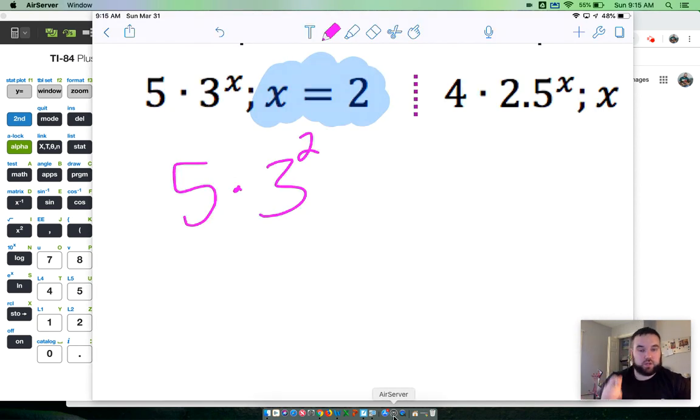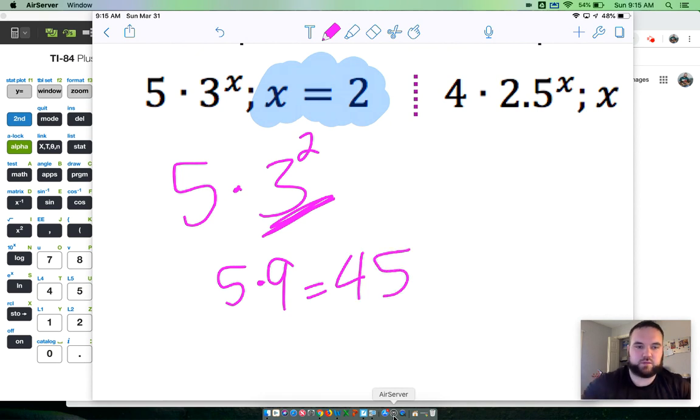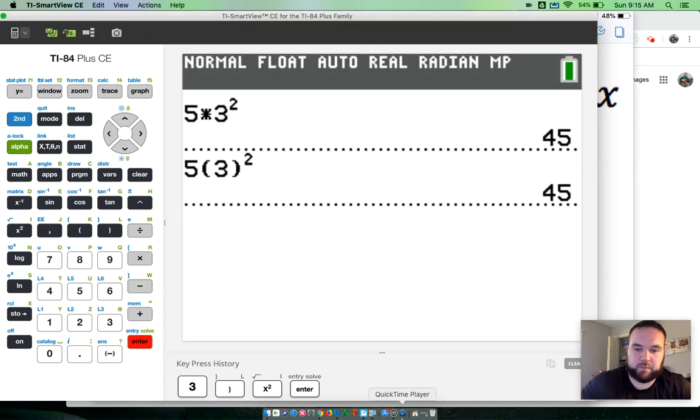So this first one, 3 squared. You could also just evaluate this on your own. PEMDAS says to do this first. So 3 to the second power is 9, and 5 times 9 gives me 45. And that's where 45 comes from. Okay.